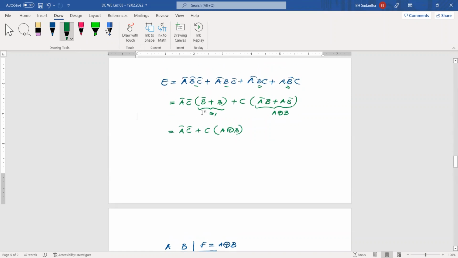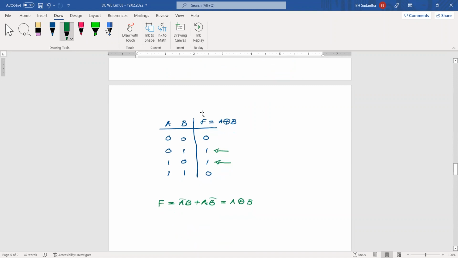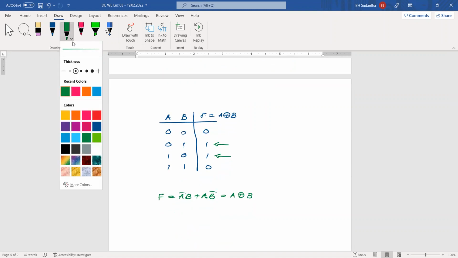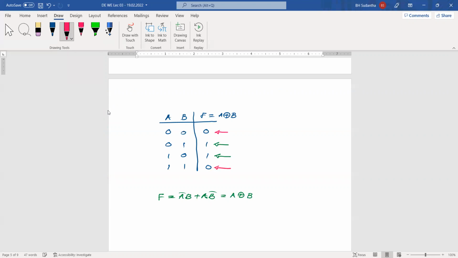Now you can compare. Okay, before that I have to tell something else also here. Can you look at this one? For zeros, if you write an equation using these zeros, what is that? Well, actually we used these ones to write the equation for F, but we didn't use zeros. Why? We are writing the output equation for F. That's why we use ones.